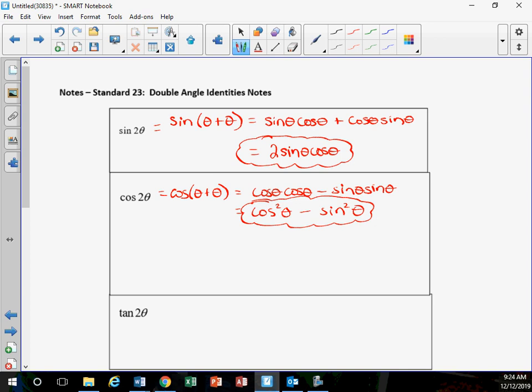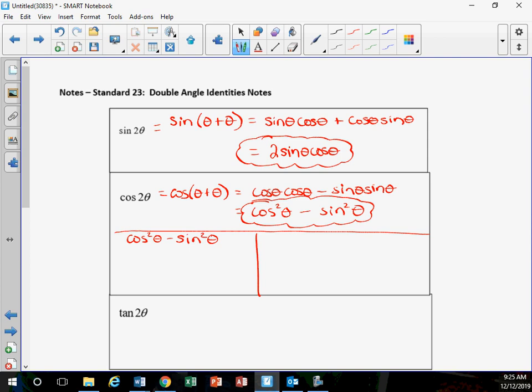You guys notice how the box is a little bit bigger for the cosine formula? It's because we can write other versions of this. So go ahead, draw a line. We're going to come up with 2 other versions of that. All right, so I'm going to start with what we just found, cosine squared theta minus sine squared theta. Could I replace the cosine squared theta with something? Yes. What is cosine squared theta? 1 minus sine squared theta.